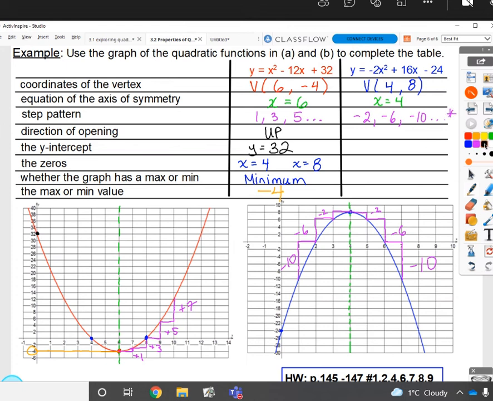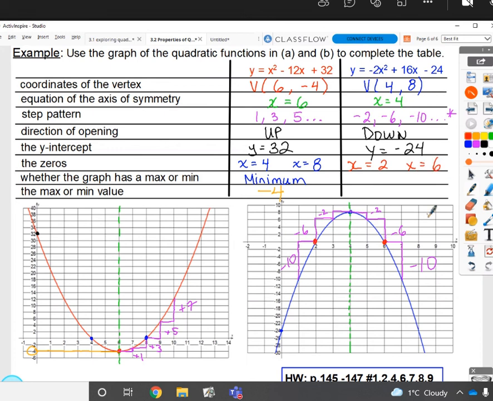Is this opening up or down? You're looking at me, you're like, it's opening down. Okay, y-intercept. You're like, I know, it's -24. Lovely. The zeros, you're so good at this. We got 6 and +2. Does it matter what order you put them in? No. You can put x equals 6, x equals 2, or x equals 2, x equals 6. It doesn't matter. I like to do the lower one first. I don't know why.